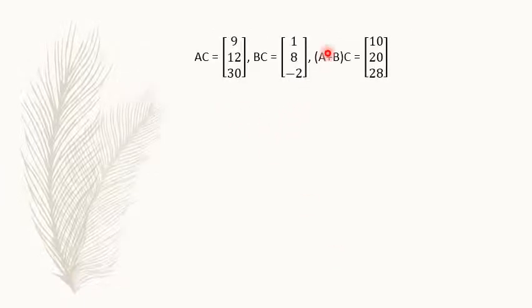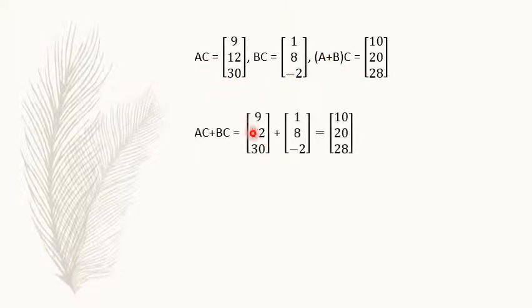AC, BC, (A plus B) into C. Now we can find AC plus BC. Adding these two matrices, both have the same order, 3 by 1. So adding this, we get a 3 by 1 matrix. Now check whether (A plus B) into C and AC plus BC are the same. Yes, both are the same matrix. So we can write (A plus B) into C is the same as AC plus BC.